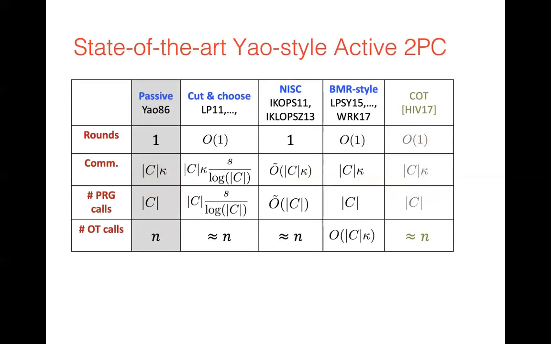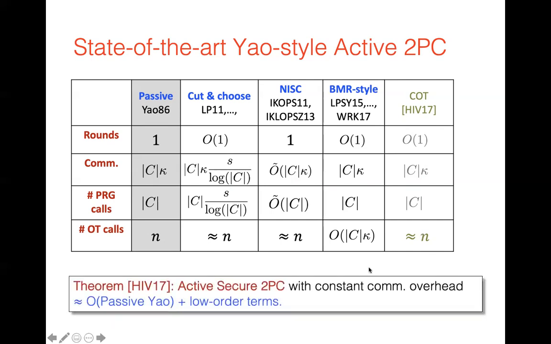Now, there have been a lot of works in the past decade trying to get concretely efficient versions of this compilation from passive Yao to active security. And the best, at least asymptotic, state of the art is the work of Hazay et al., which matches the passive protocol on several parameters. It matches the number of rounds, the communication complexity, the number of calls to the underlying pseudorandom generator to build the garbled circuit, and the number of oblivious transfer calls. So as such, the overhead from passive to active, when you look at the communication, is constant overhead, and this is nice.